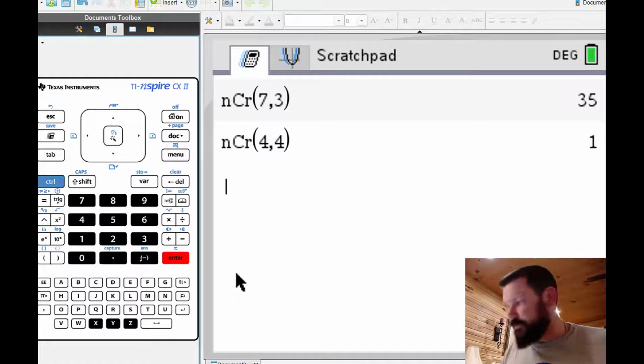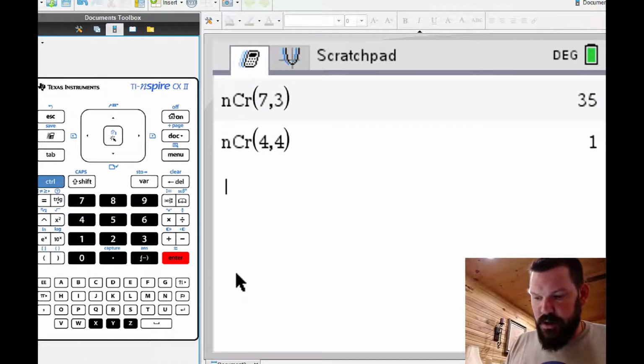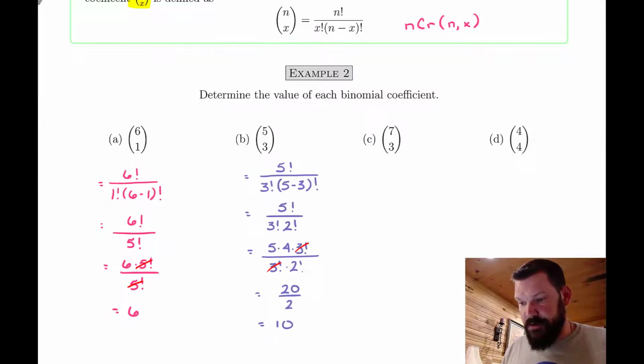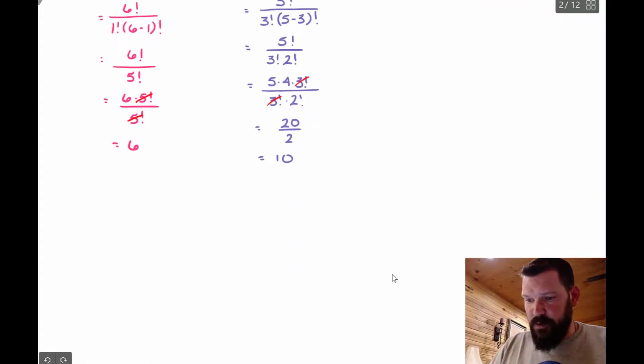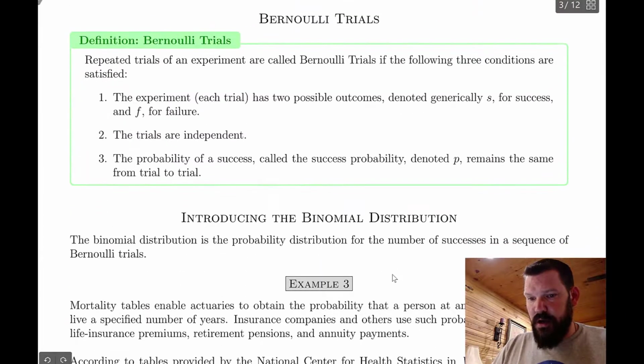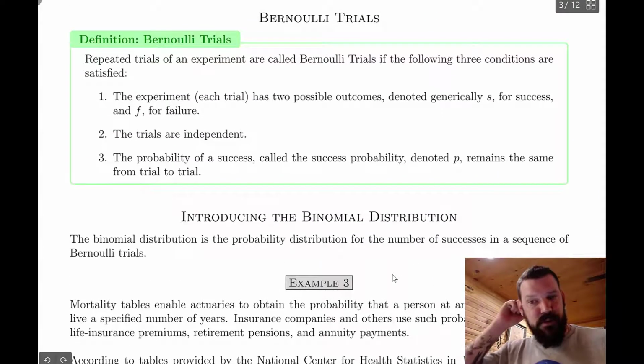And you should get 1. So those are your results for parts C and D, just using the calculator. And we will just go ahead and move on to what we mentioned earlier about the Bernoulli trials.